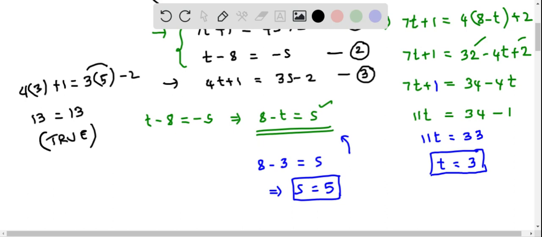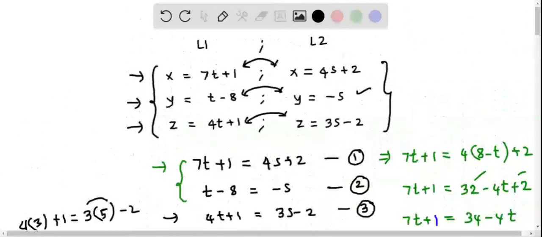So now to find the point of intersection, we can either take the value of t equal to 3 or s equal to 5 and plug it into the original line equation. So either we can plug in the value of t into line equation 1 to determine the point of intersection, or we can also plug in the value of s into line 2. So let me plug in the value of t equal to 3 into the line equation 1, and we have x which is equal to 7t plus 1.